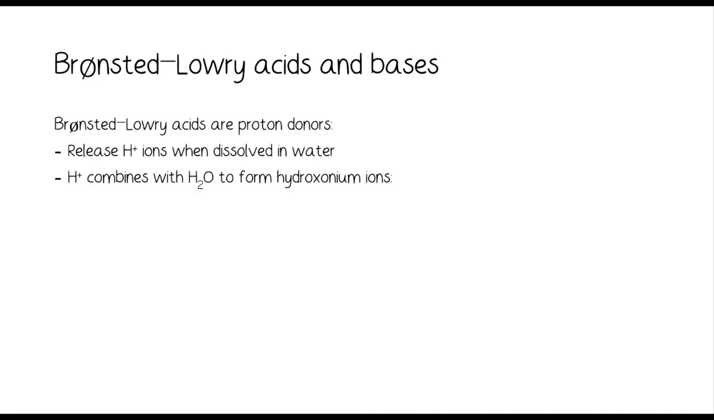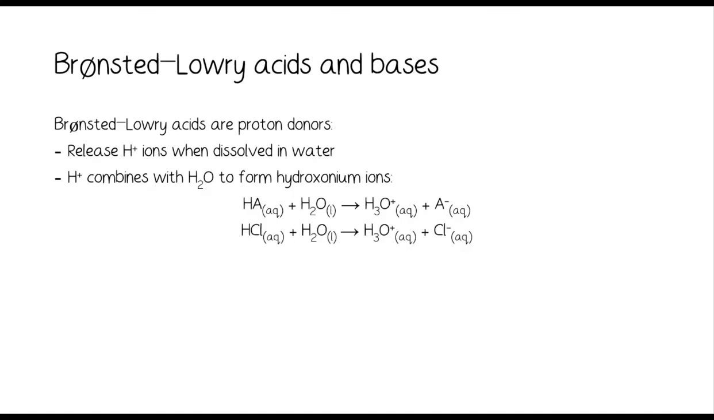Throughout the acids and bases topic, it's helpful to represent acids as HA and bases as B. So for example, with the acid HA, if you add water to it, it forms H3O plus and A minus. And if we take this with an actual acid such as hydrochloric acid, you get HCl plus H2O gives you H3O plus and Cl minus.